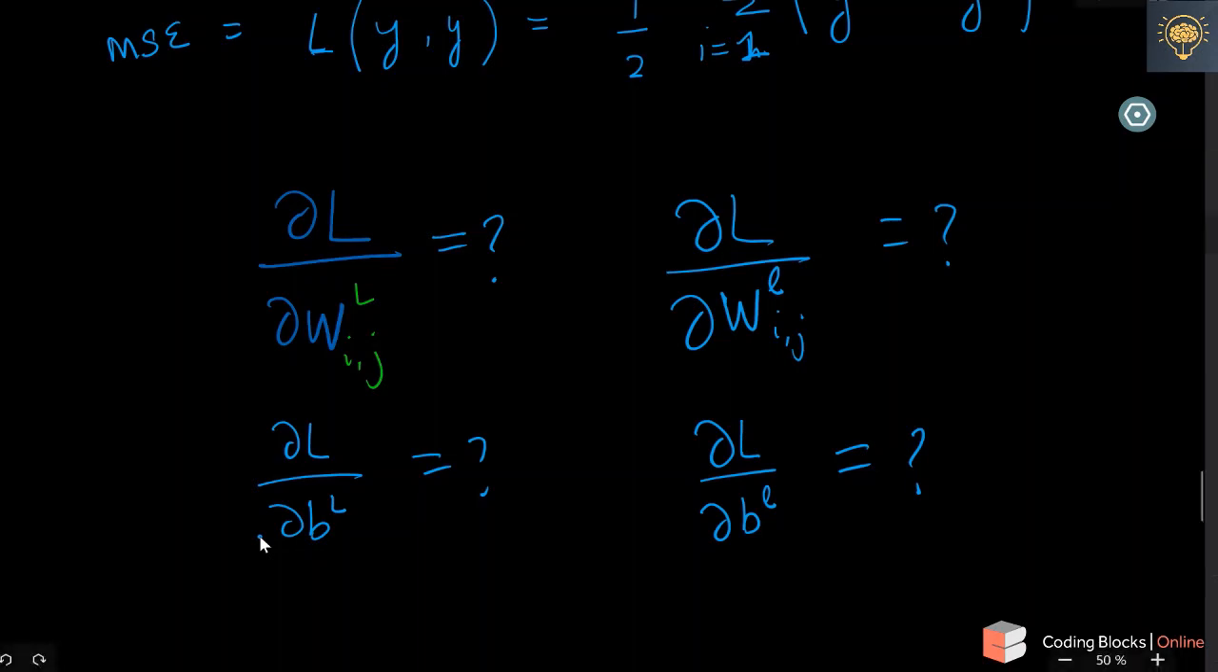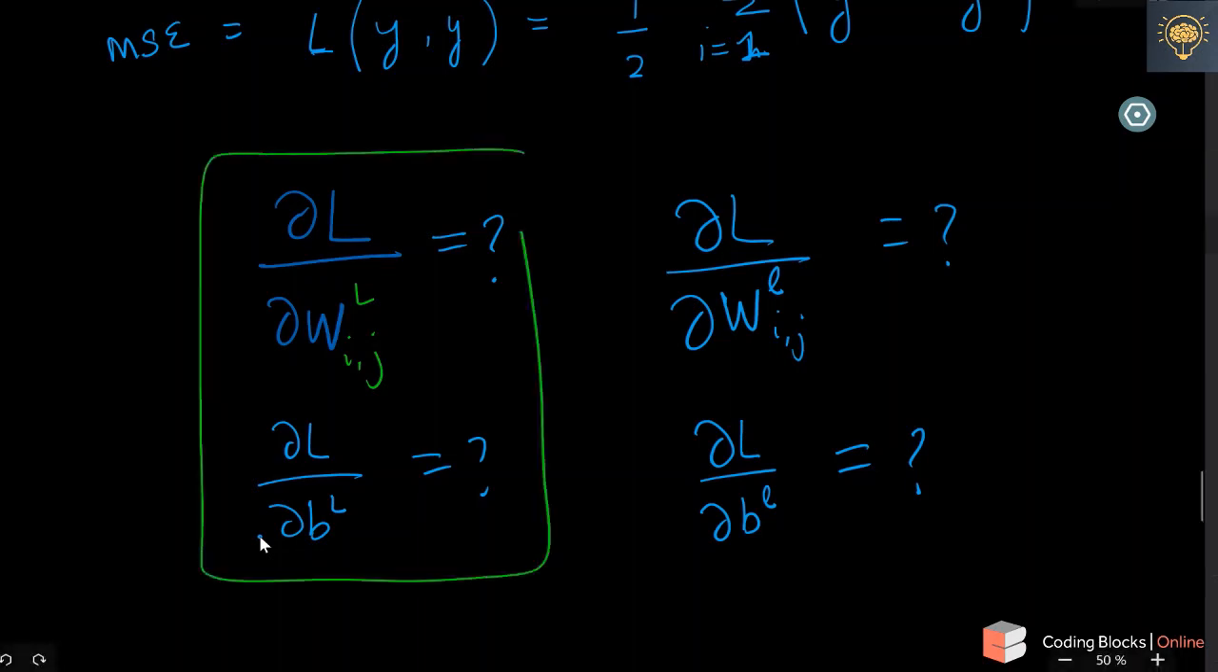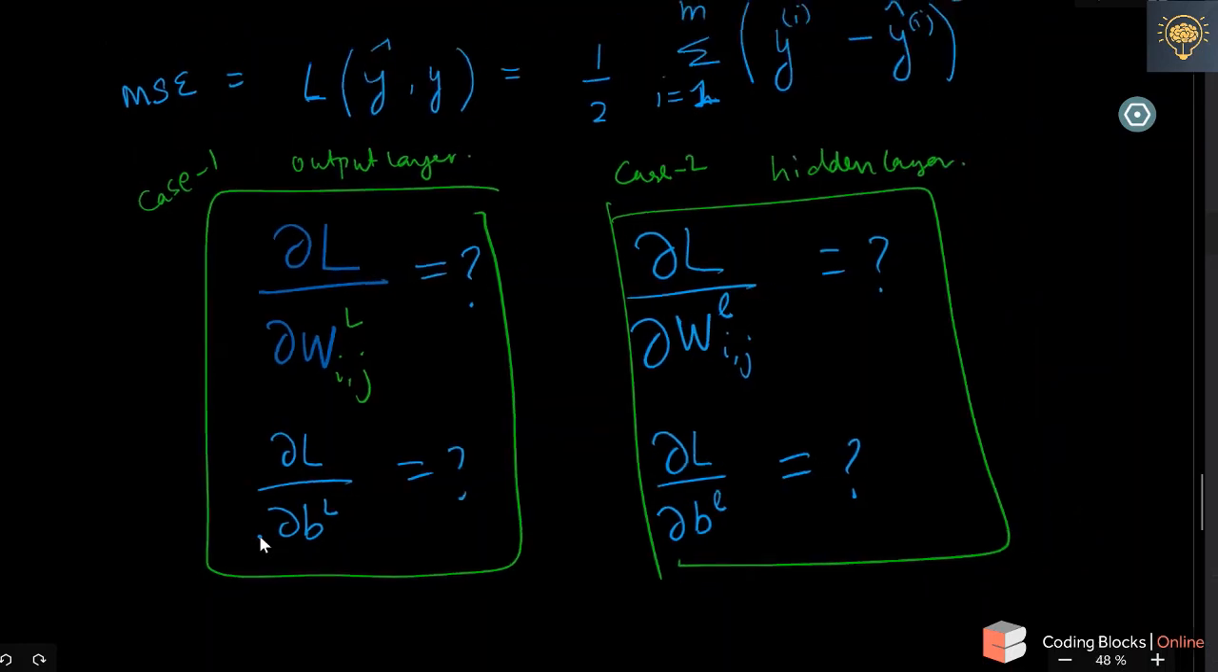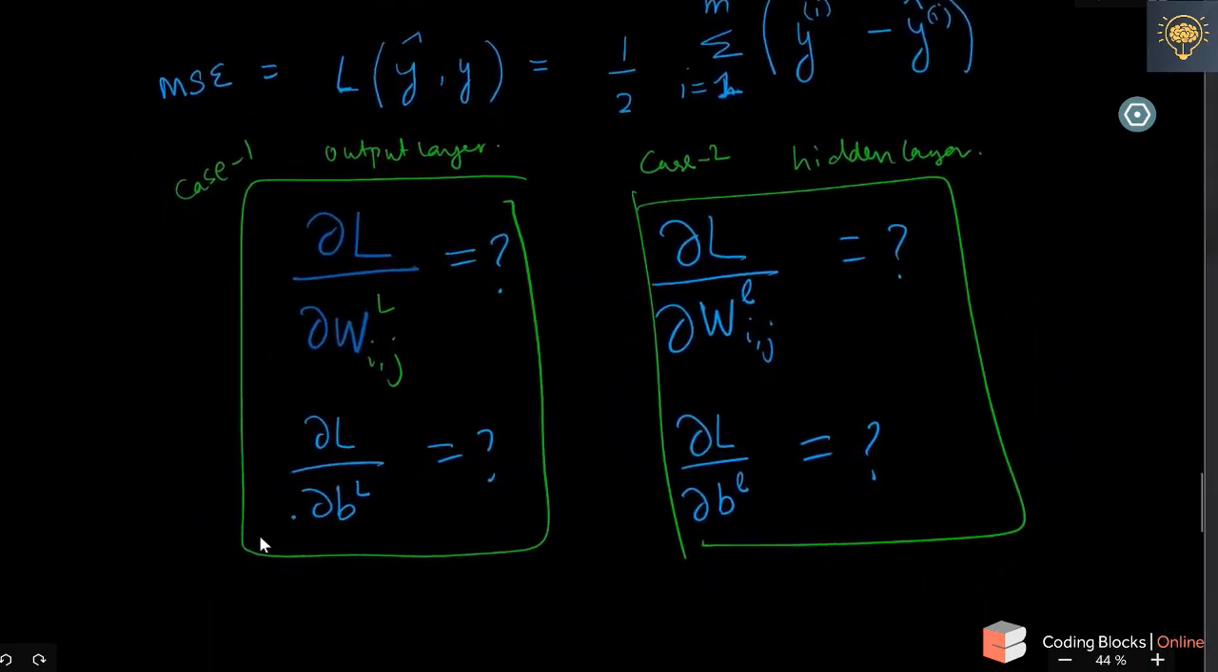If I change one of the weights or one of the biases, how is the loss going to change? We will treat it as case 1, where the weights are associated with the output layer. And we will call this case 2, where the weights are in the hidden layer. So let us start with case 1.